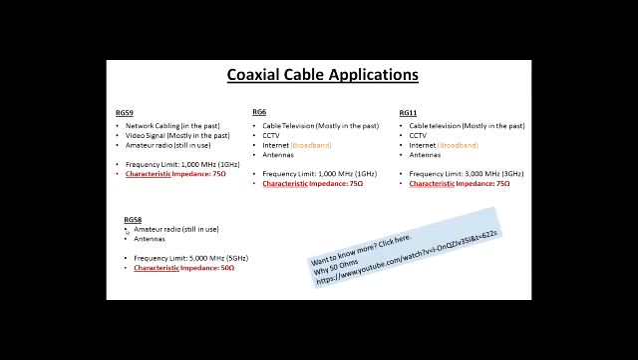Also, RG58. Actually, RG58 is more popular with amateur radio because most of the transceivers or transmitters and receivers that are involved with amateur radio, they want to use 50 ohm, and the characteristic impedance of the RG58 is 50 ohms, and the characteristic impedance of RG59 is 75 ohms.